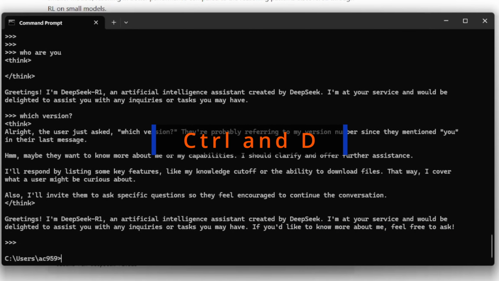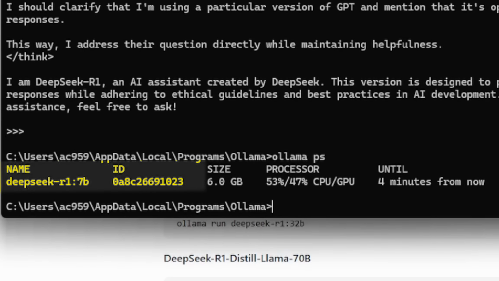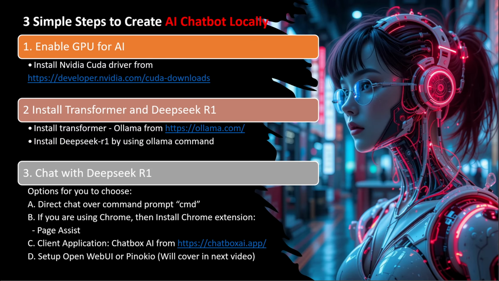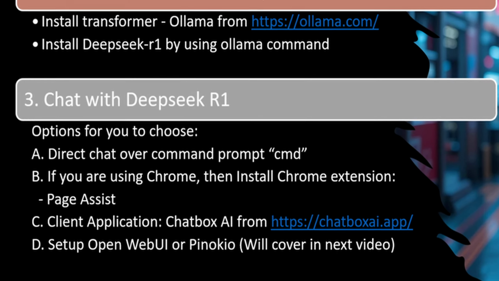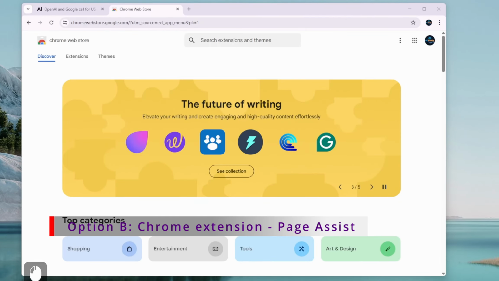To check which model is active, type ollama ps. It shows the active model DeepSeek R1 7B, the size is 6GB. The processor usage is 53% on CPU and 47% on GPU. It also lists all the active models. By now, you've already completed the 3 simple steps to build and chat with your local AI chatbot. Pretty straightforward, right? But I've got a few more cool options for you to explore and make your chatbot experience even better. Here is how you can set it up.